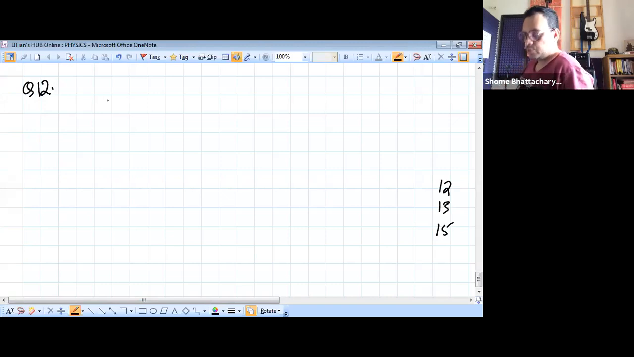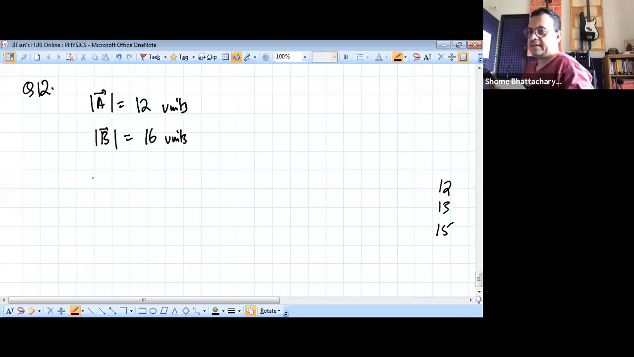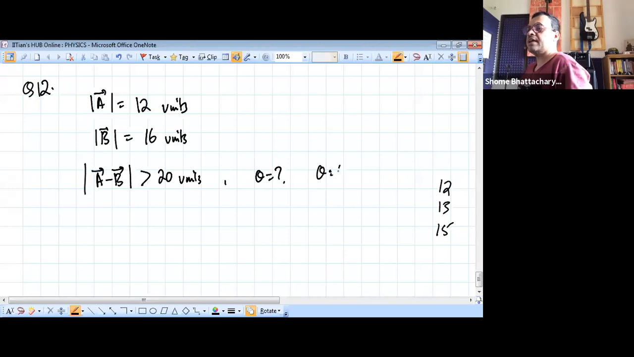So, look at what is happening here. It's given to us that the magnitude of vector A is 12 units and the magnitude of vector B is 16 units. And it is given to us that the magnitude of their difference, that is mod of A minus B, is in fact greater than 20. So from that, what I can say about theta is that theta is obtuse, greater than 90 degrees.